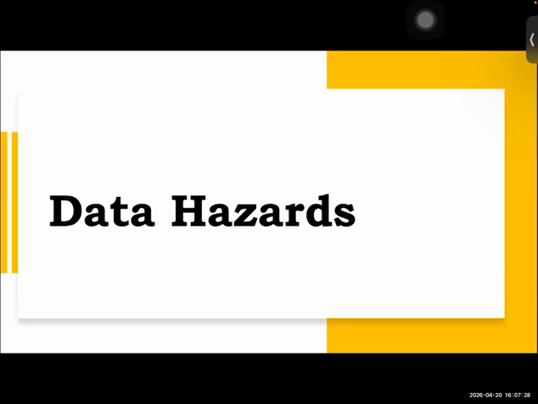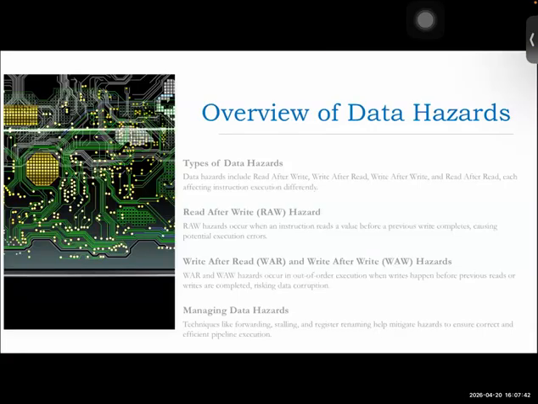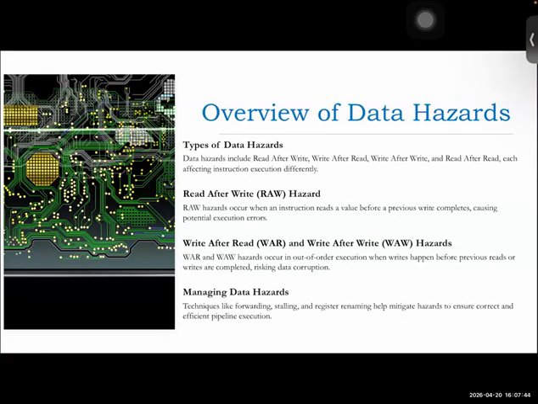occurs when an instruction depends on the result of a previous instruction that exposes overlapping of instructions. So there are three types of data hazards that we will discuss one by one. One is the read after write data hazard. The read after write data hazard is also known as the true dependent data hazard.